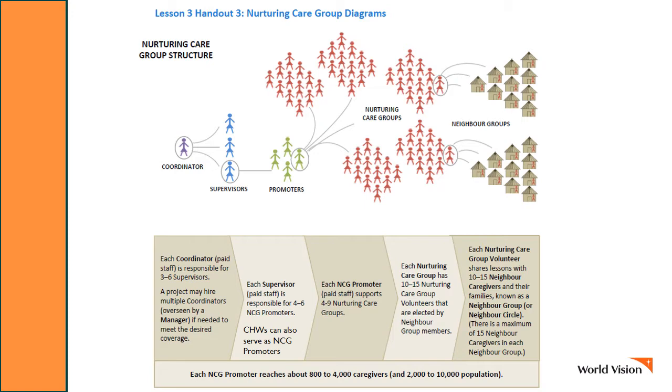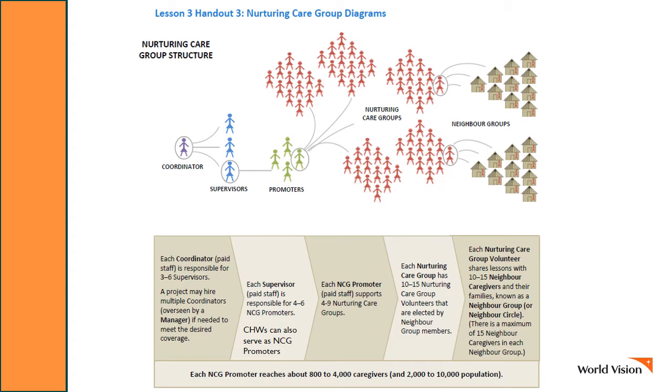Moving over a level, each Nurturing Care Group has 10 to 15 of these Nurturing Care Group volunteers that are elected by their neighbor group members. Each Nurturing Care Group promoter, paid staff, or community health workers support 4 to 9 Nurturing Care Groups.